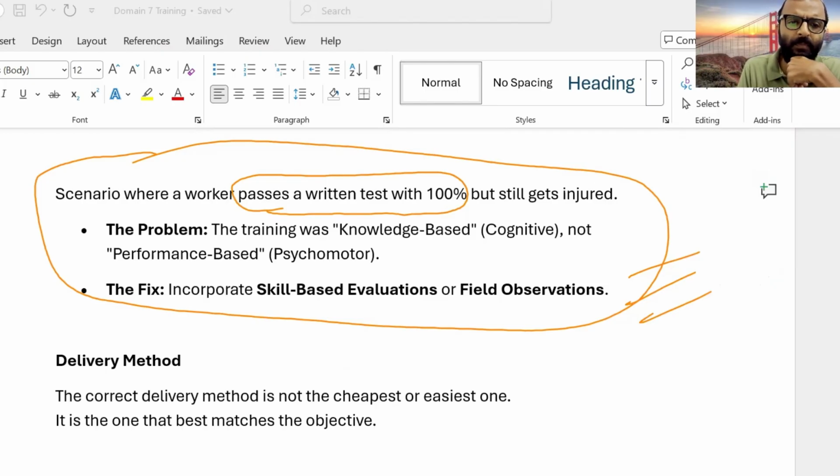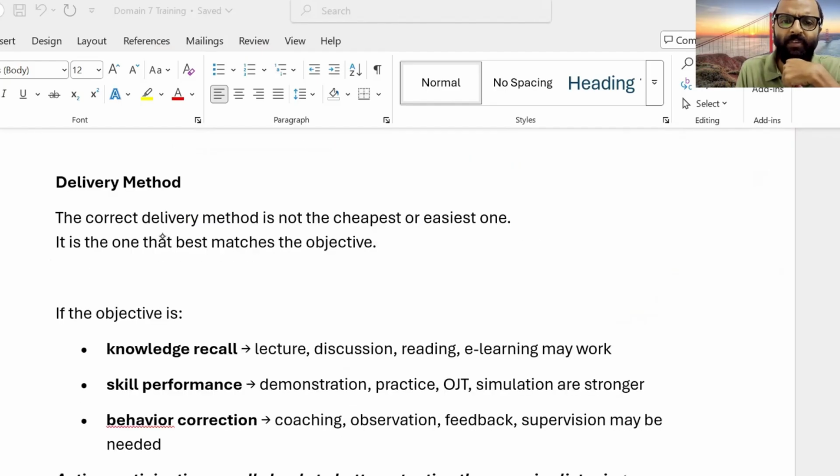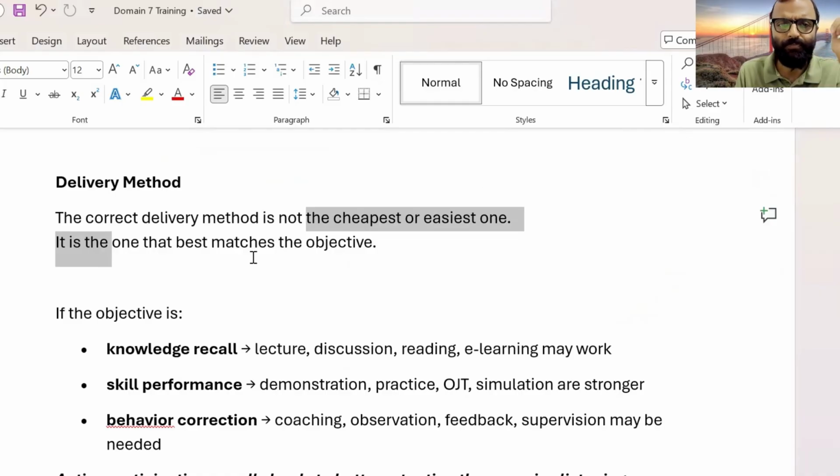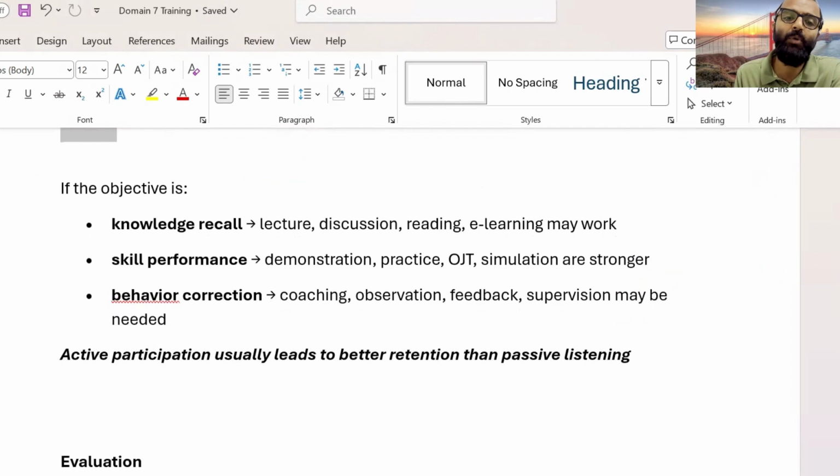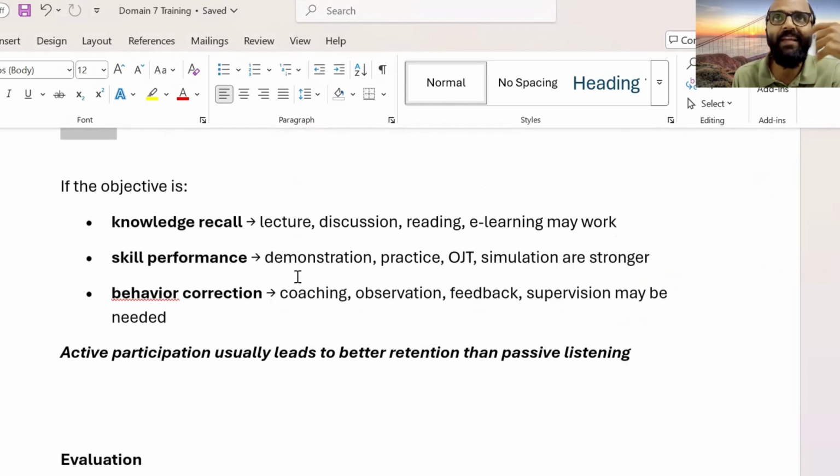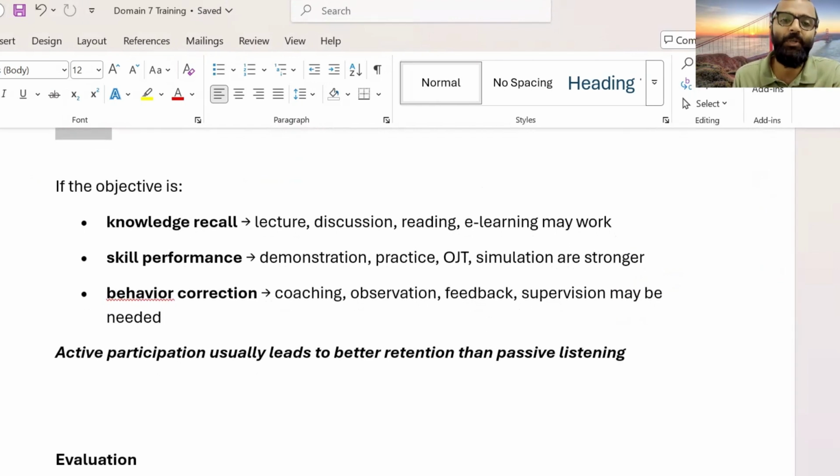Now, delivery method. The correct delivery method is not the cheapest or the easiest one. The best delivery method is the one which matches the objective of the training. What is the objective? Each training has a different objective. If you want to give knowledge, if you want to give facts, then you can give lecture, discussion, reading, etc.